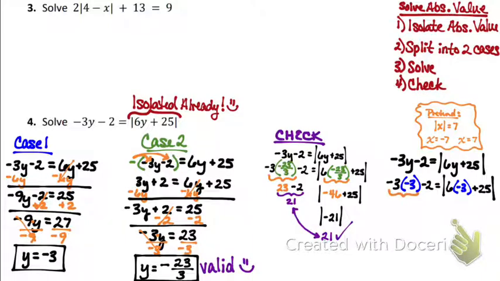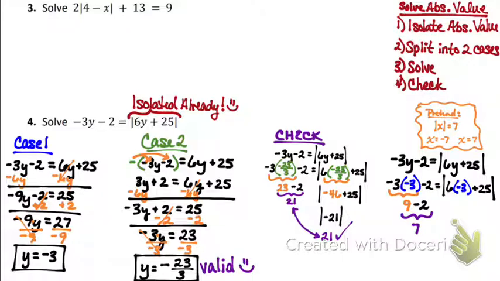What's negative 3 times negative 3? Positive 9. So I have 9 minus 2 on this side. What is 9 minus 2? 7. Can I do anything else on this side? Nope, then I'm going to jump to this side over here.